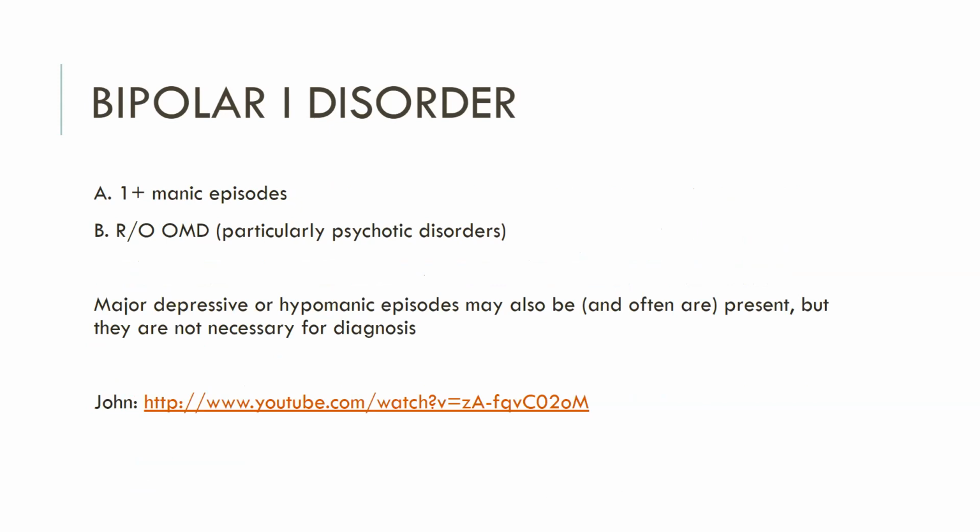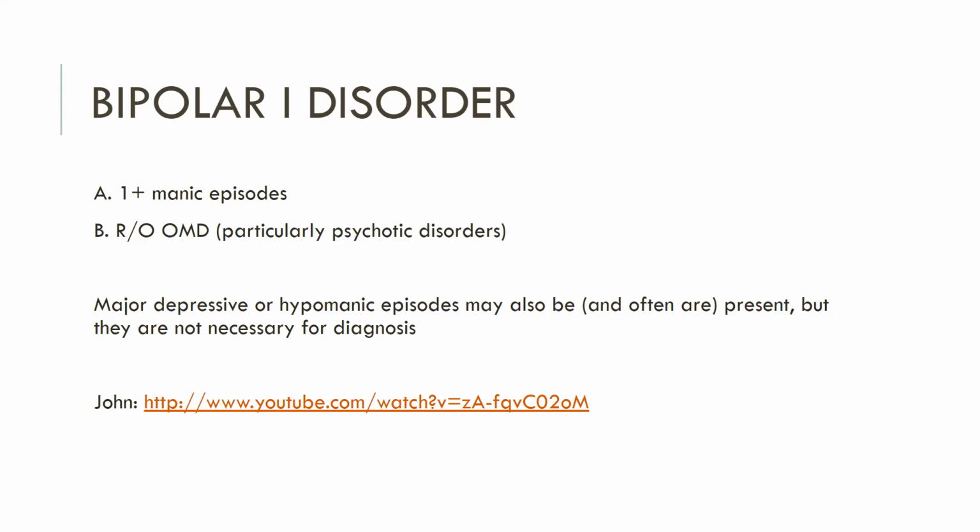The reason is because of the 3 episodes, mania is probably the most severe. It's the one that is most likely to cause problems for the individual. And so from a diagnostic point of view, if we see mania, we want to be able to diagnose and move ahead with treatment versus waiting for the presence of other episodes. And in reality, people with bipolar 1 oftentimes have major depressive and or hypomanic episodes as well, but they're not necessary for the diagnosis.